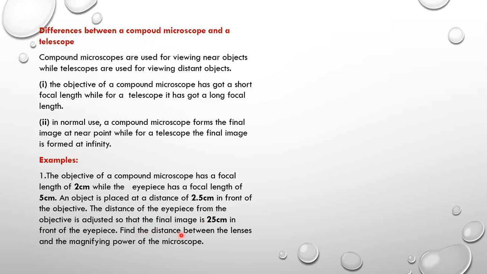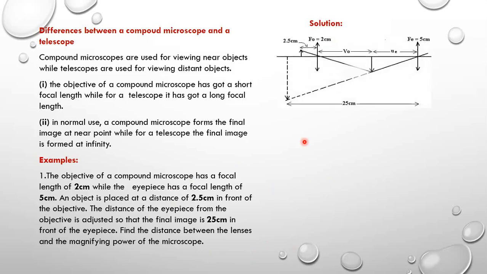Find the distance between the lenses, that is the separation between the objective lens and the eyepiece lens, and the magnifying power of the microscope. So we have that question. In this case, they are saying the final image is at 25 centimeters, so it is at a near point. That means this compound microscope is in normal adjustment. So if you look at the ray diagram, when the compound microscope is in normal adjustment, we shall have it like this.